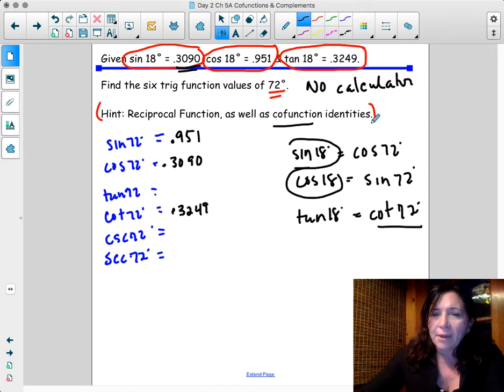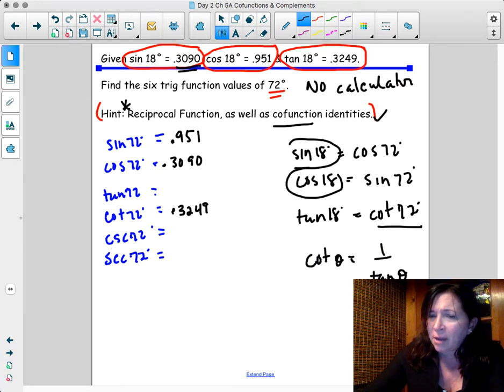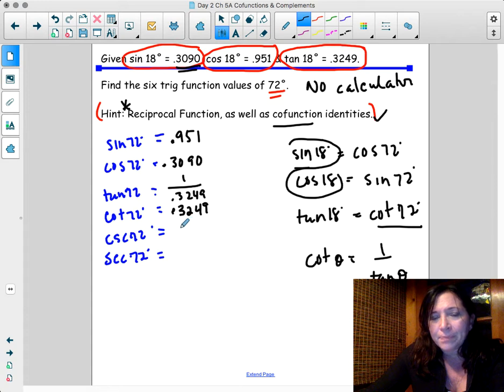Now that I've used my cofunction identities, I'm going to work on my reciprocal identities or functions. Remember what we talked about in the previous slides, which is that cotangent of an angle is equal to 1 over tangent of the angle. Basically that means tangent of that angle equals 1 over cotangent. So for my tangent, I could write 1 over 0.3249. Now remember, you don't have a calculator, so you're not going to be working that out. You're just going to write it like that.